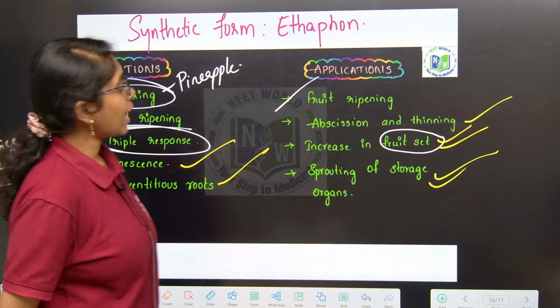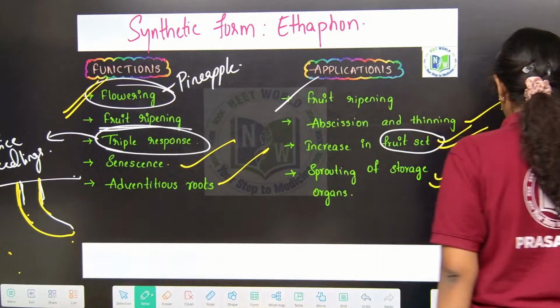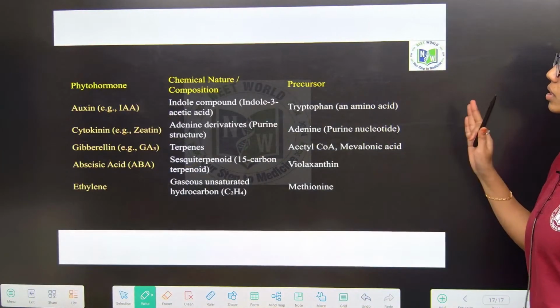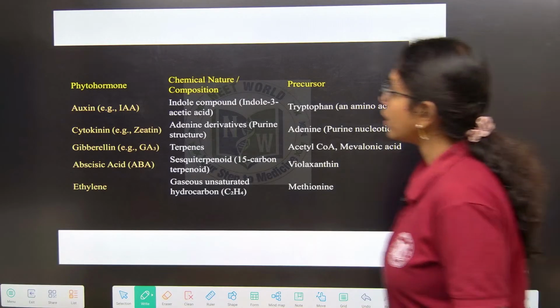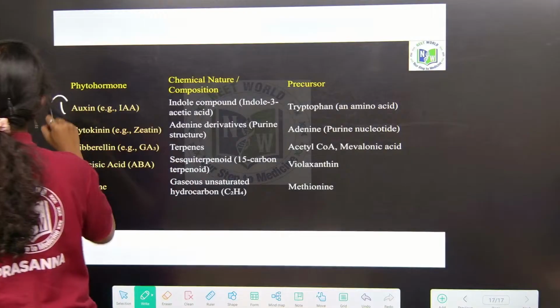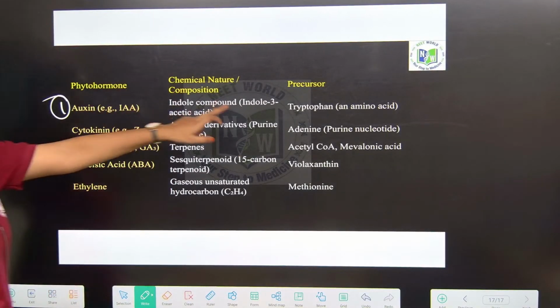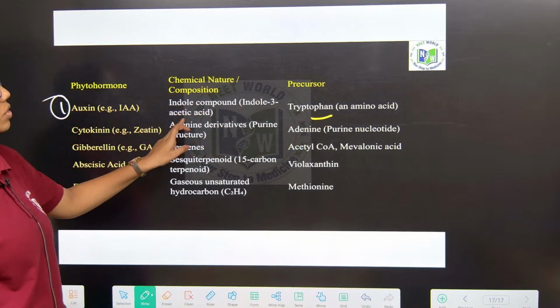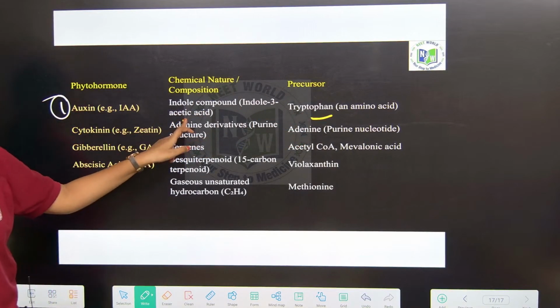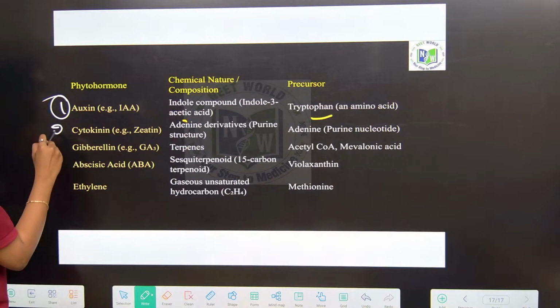So, now in our last slide, we will go through the complete precursors and derivatives of all the phytohormones. The first phytohormone we have learnt is auxin. Auxin precursor is what? Tryptophan. And derivatives are indole compounds. They are indole derivatives.